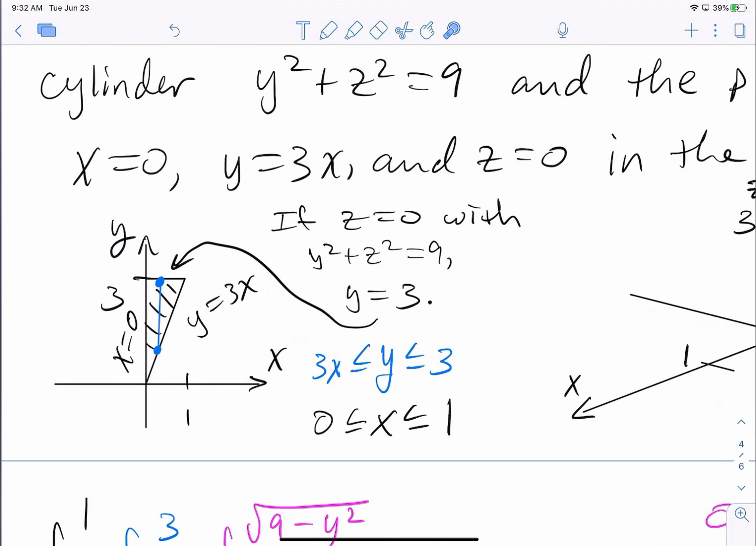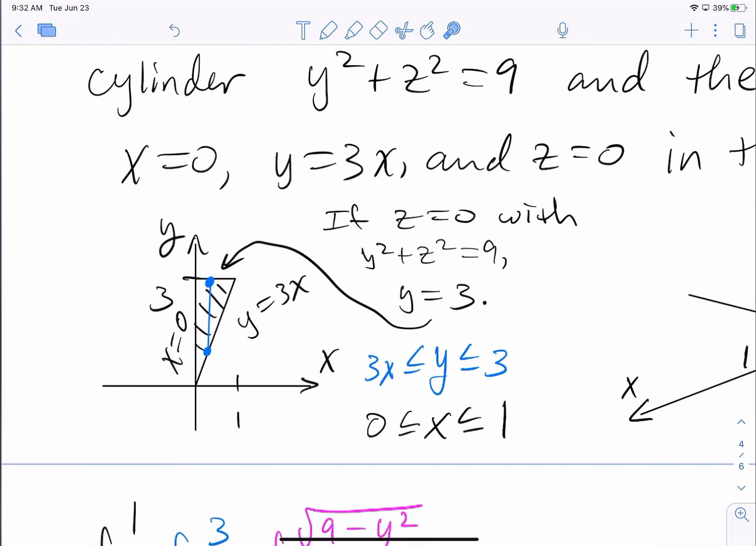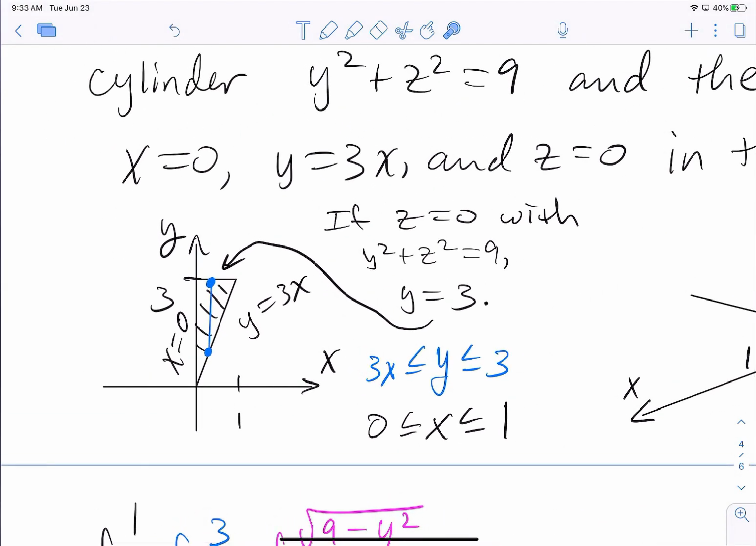Well, I've got my setup here. Let's see how we did. We have the line y equals 3x, and it was maybe tricky to know what the upper boundary would be for that, but if we take z equals 0 and combine it with the equation y squared plus z squared equals 9, then we see that y would equal 3. It's plus or minus 3, but we're in the first octant here, or first quadrant for this picture in R2.